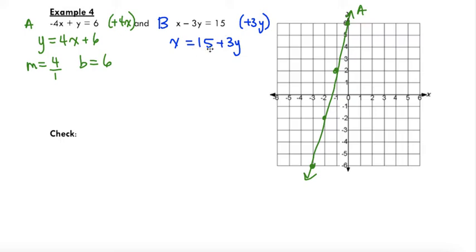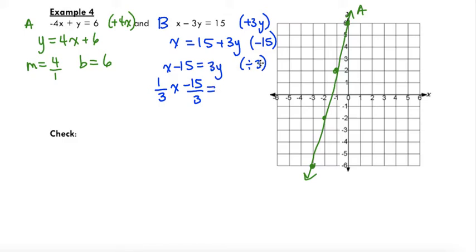From here, I'm going to get rid of the constant that's on the same side as my y. So I'm going to subtract 15 from both sides. So I have x minus 15 is equal to 15, take away 15 is 0, so just 3y. And lastly, I need to get rid of the coefficient in front of my y. So I'm going to divide every term by 3. Remember that imaginary number in front of your x is 1. So I have 1 divided by 3x minus 15 divided by 3. 3 divided by 3 is 1, so I'm just left with 1y, or just y.